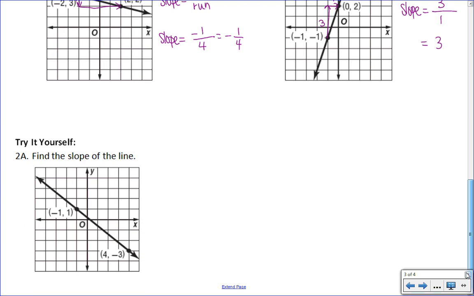Do the same thing for try it yourself 2a. Find the slope of that line. Pause the video, find the slope of the line, and when you're ready to check your answer, press play. Okay, the slope you should have gotten for this one should have been negative 4 over 5.